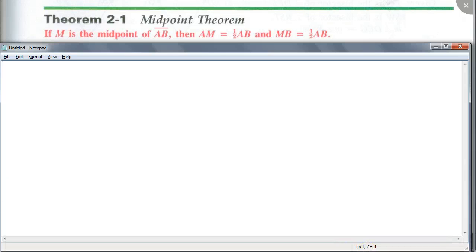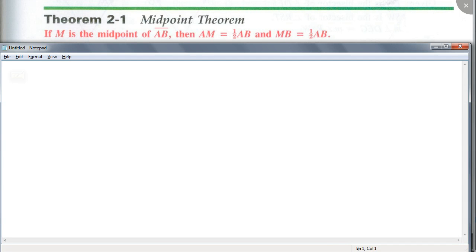Okay, and it says if, we like this because it's got a name on it, right? Isn't that nice? If M is the midpoint of segment AB, then AM equals half of AB and MB is equal to half of AB. You guys remember when we write these things without the segment symbol on top, what does that mean? This is the? Exactly. The length of AM is half of the length of AB, and the length of MB is half of the length of AB.